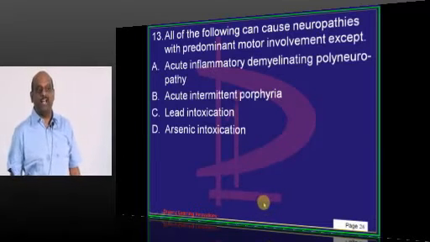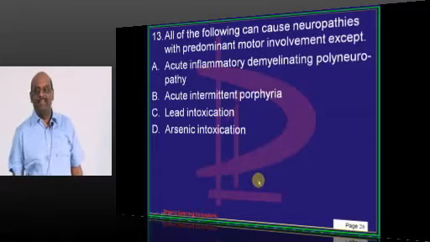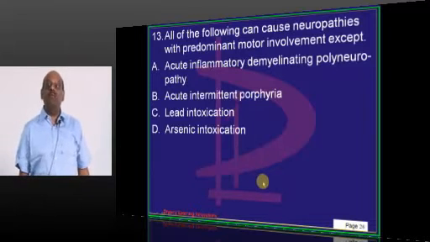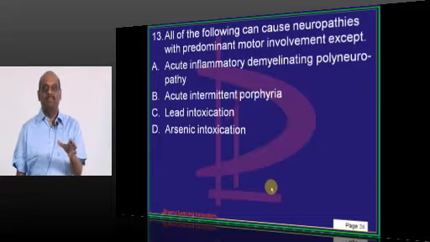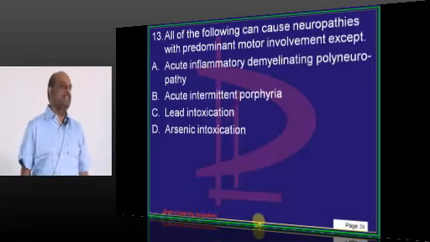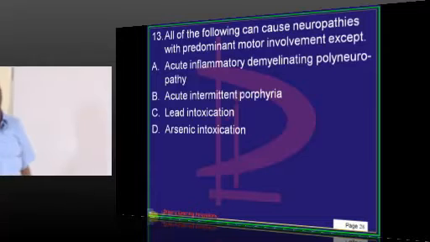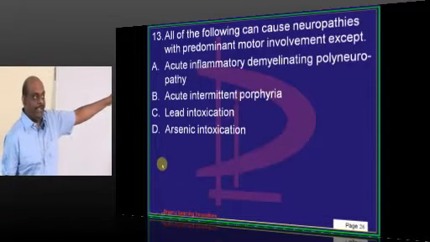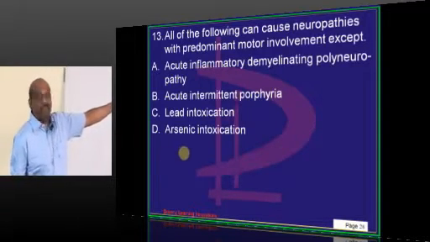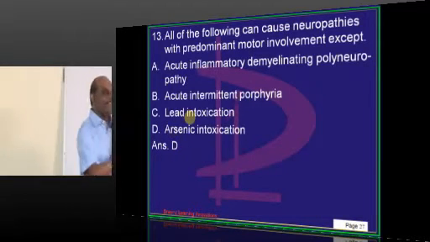Which part of memory it is called? Declarative memory? Which type of memory? Purely facts. Come on, tell me, what is your answer? You like to say? B for boy. D for dog, arsenic. Very good.